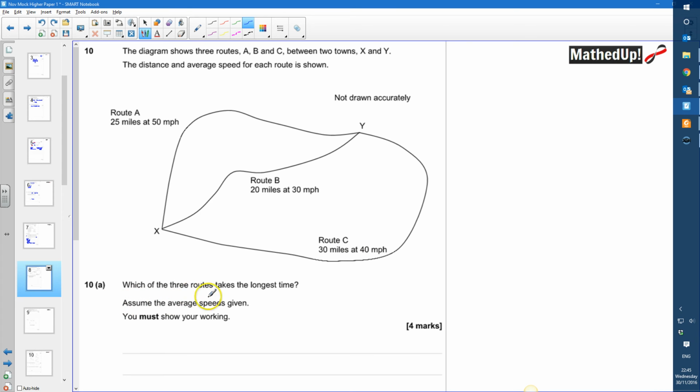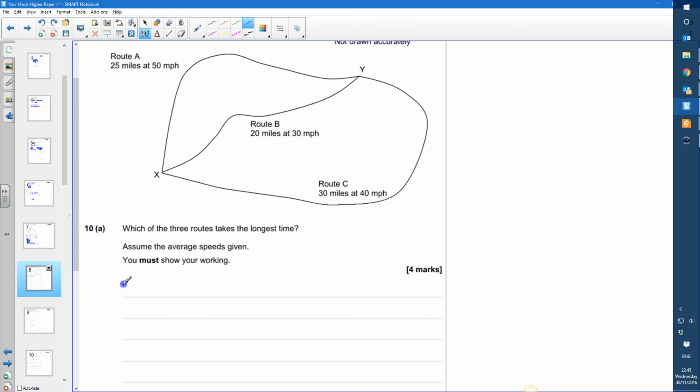Okay, part A says which of the 3 routes takes the longest time, and we assume that the average speeds are given here, and we need to show our working out. So for route A, to work out the time, we want to do the distance divided by the speed, which is going to be 25 divided by 50, which is going to give me half an hour.